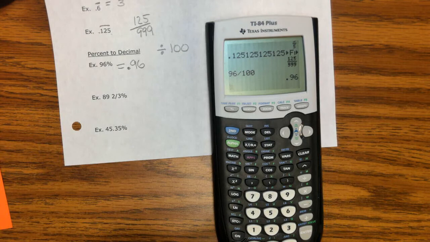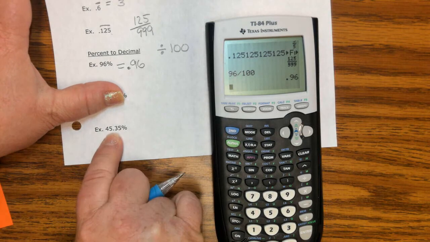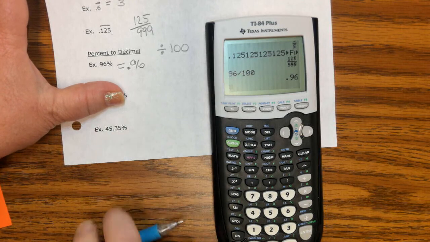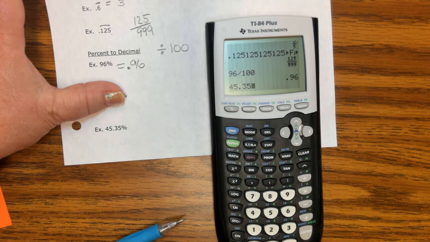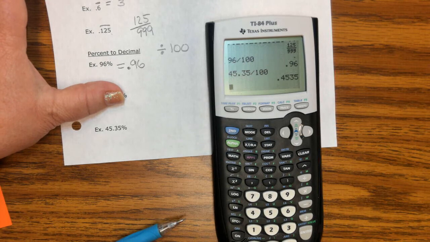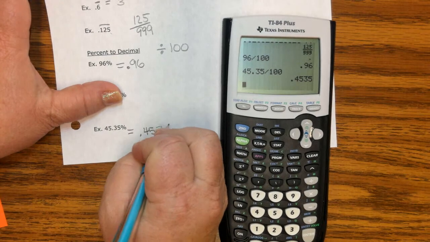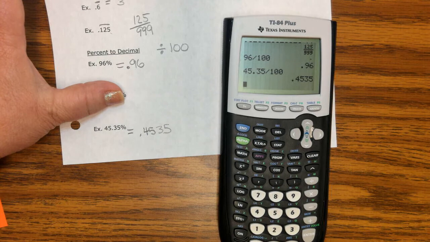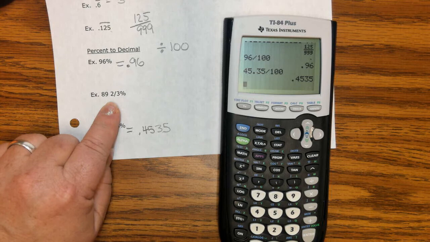All right. Let's do the third one, and then we're going to come back to this one. Okay? On this one, all you have to do is the same thing. 45.35 divided by 100, and there's your decimal. 0.4535. Okay? Now, the only thing that makes this one a little more complicated is we've got to get it to a decimal first. Okay?